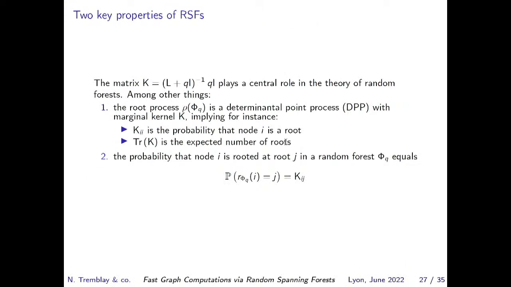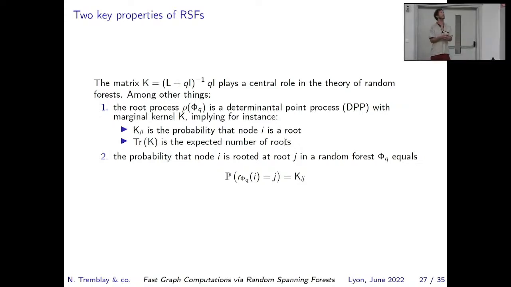Now, two key properties of random spanning forests. So this matrix K plays a central role in the theory of random forests, among other things. The root process, so the roots of phi q: if I sample a random forest and I only look at its roots, it is a determinantal point process with marginal kernel K. Exactly this marginal kernel here. Which implies several things. The entry i of K is the probability that node i is a root. The trace of K is the expected number of roots.